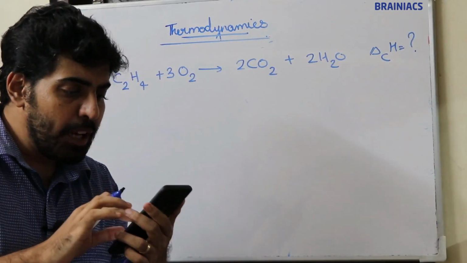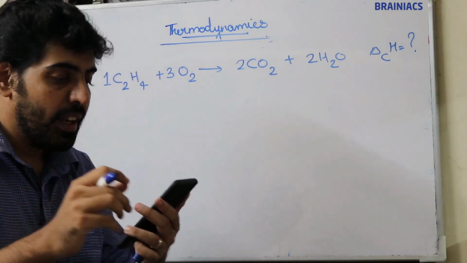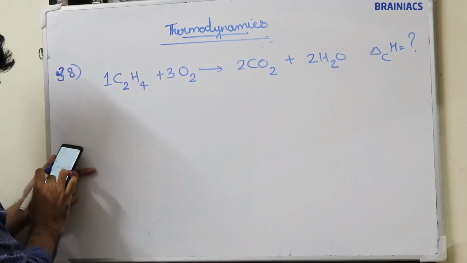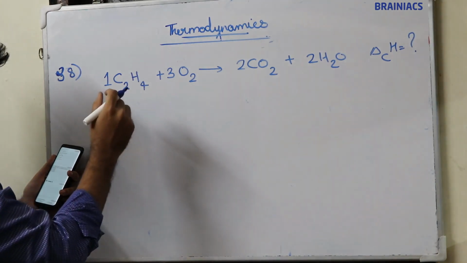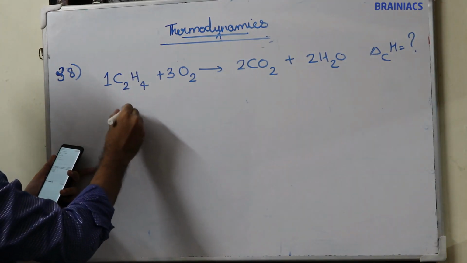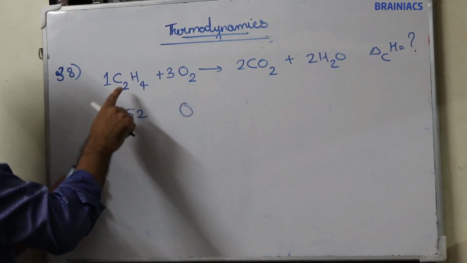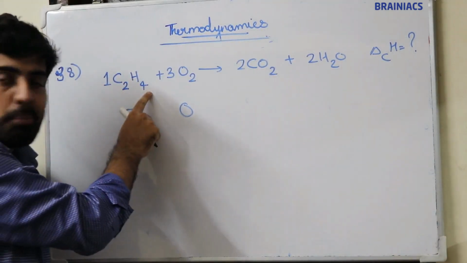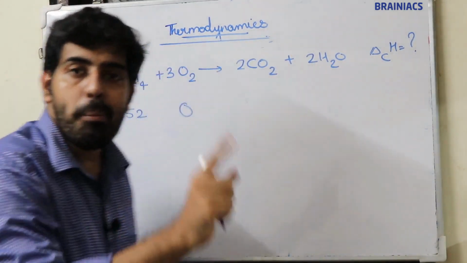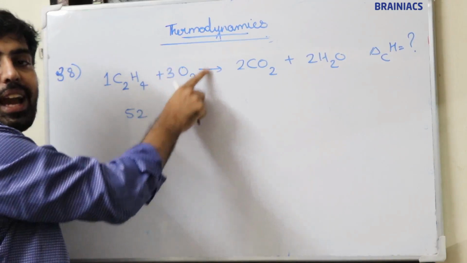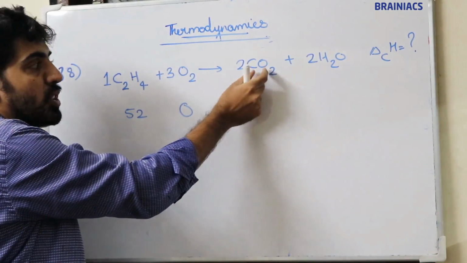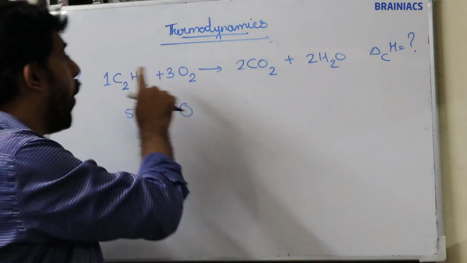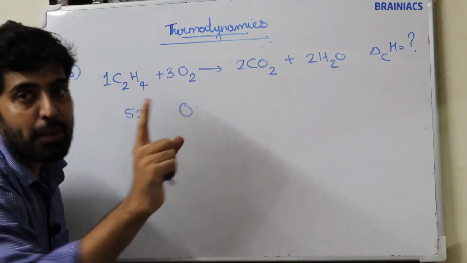Now here, enthalpies of formation of the substances are given. Enthalpy of formation of C2H4 is 52, and the enthalpy of formation of oxygen is 0, because what is enthalpy of formation? It is the enthalpy change occurring when 1 mole of a compound is formed. C2H4 is a compound. CO2 is a compound. Water is a compound, but oxygen is an element. Here oxygen is the only atom present, but in the others there is carbon and oxygen. So these are compounds. Enthalpy of formation is only for compounds, not for elements. So for oxygen, enthalpy of formation is 0.